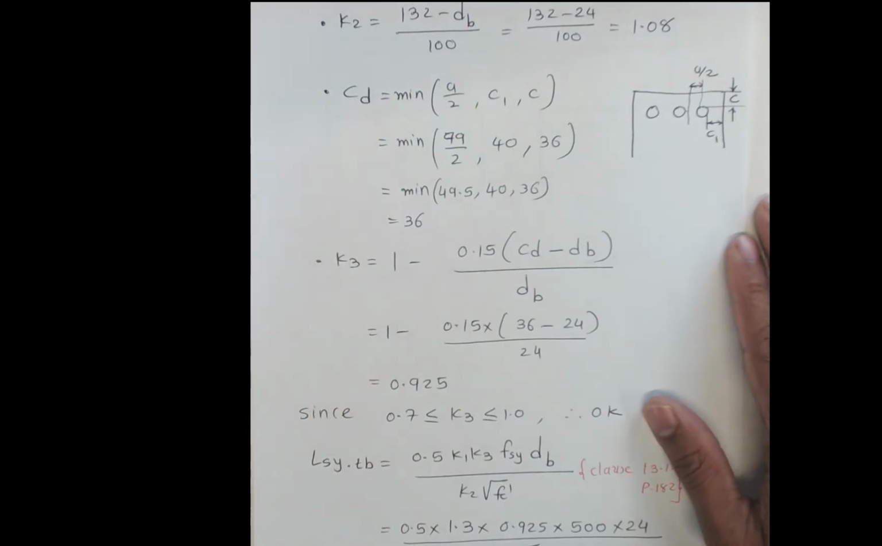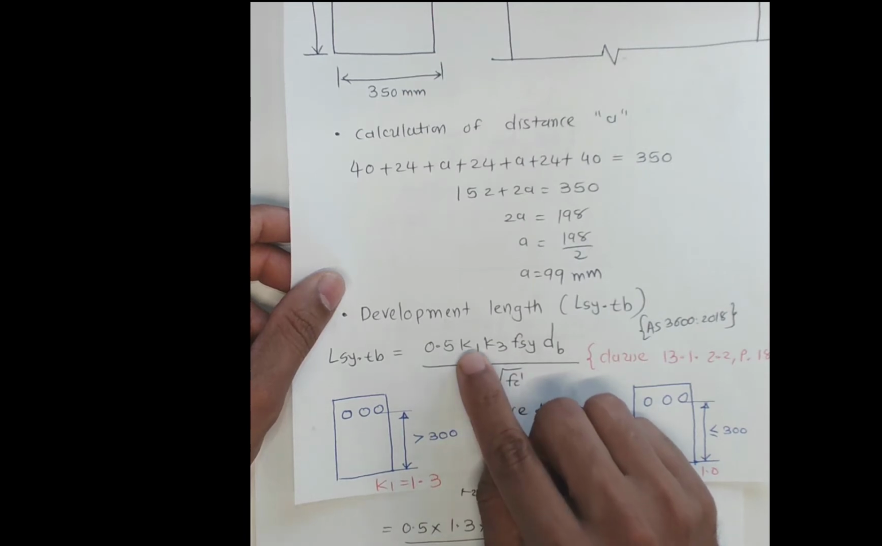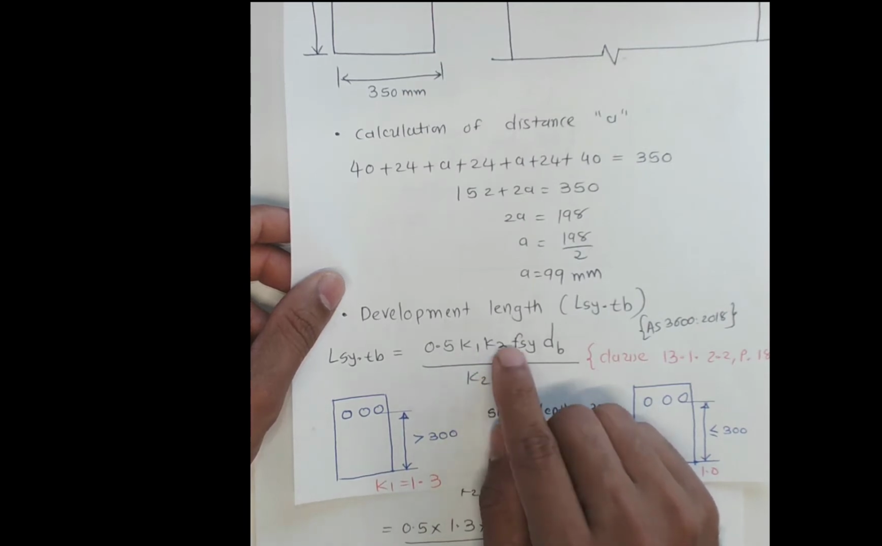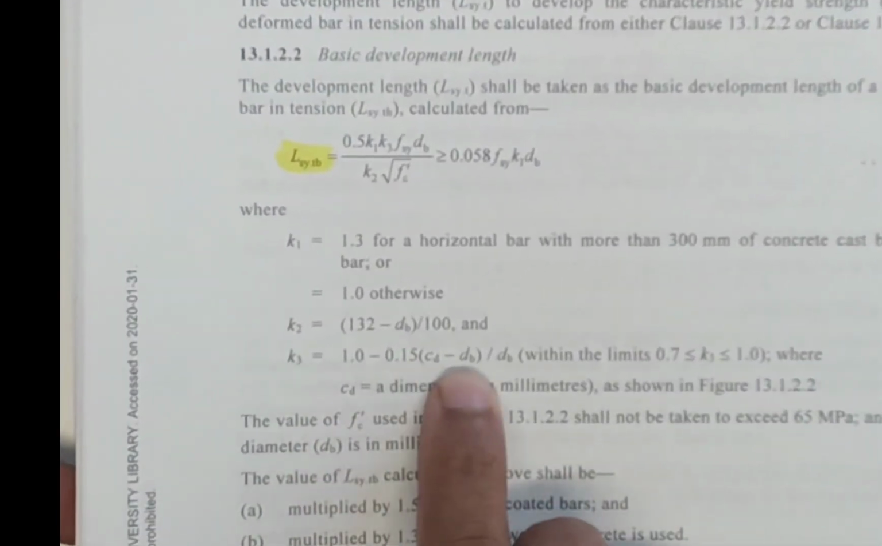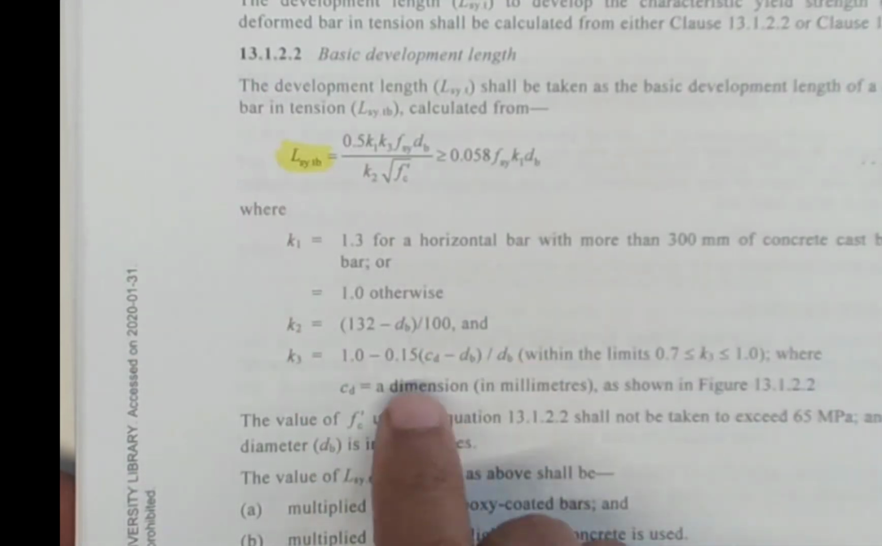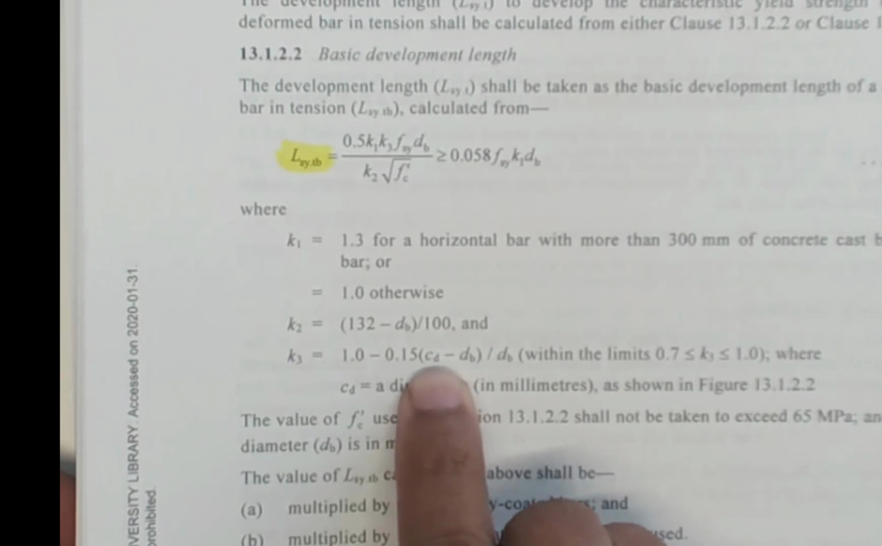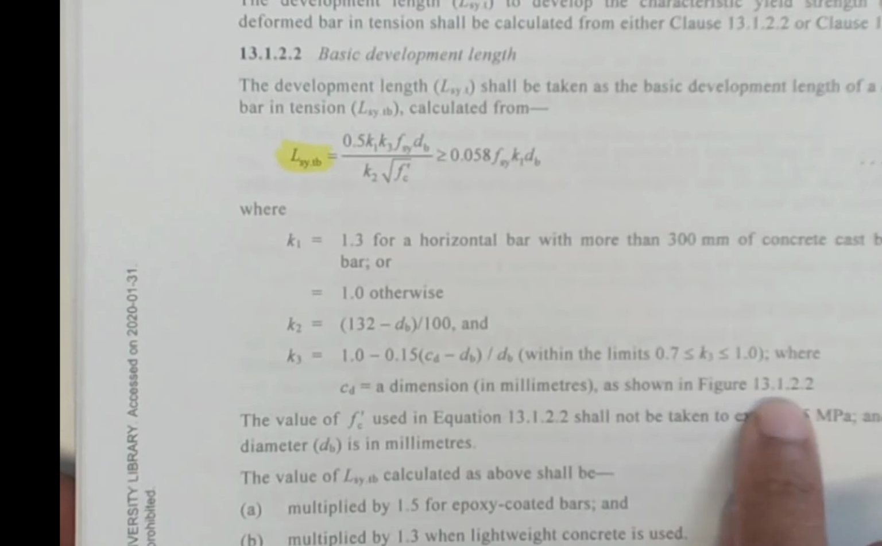Now we need to calculate K3. We found K1 and K2. K3 has an equation, written on the same page 182, in clause 13.1.2.2. In this equation Cd is unknown, but we know dB. So we can get Cd from Figure 13.1.2.2, which is on the page here.